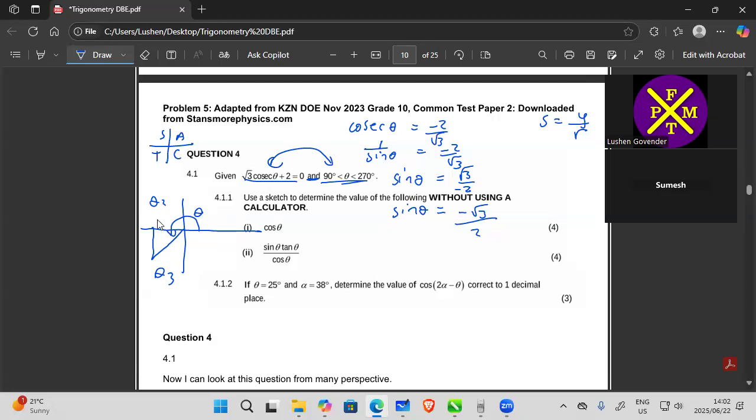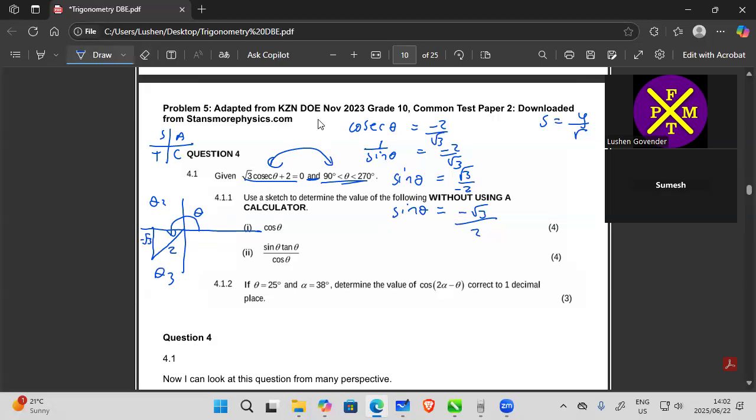Root 3 will go where? It will go on the y-axis, so negative 3, and r will be 2. Can you see why r has to be positive now? Why the negative had to move from where it is? So we take this out here. It will be minus root 3 and 2 there.